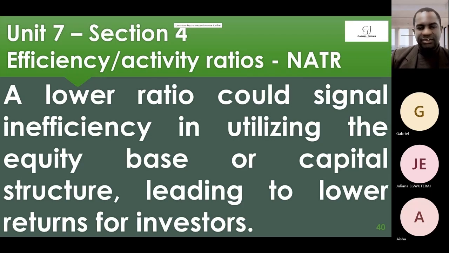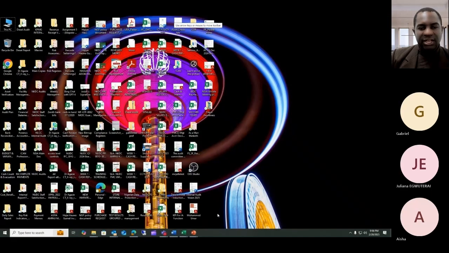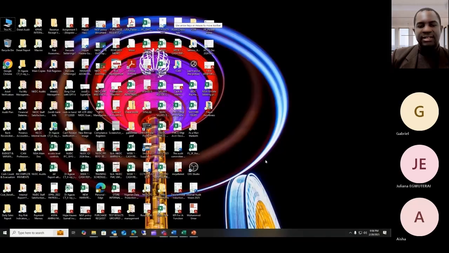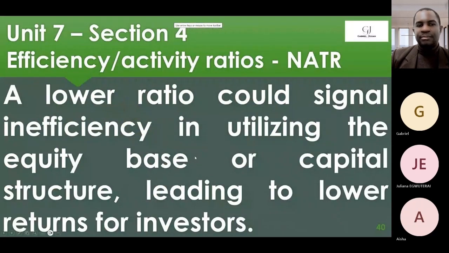So in this result for Dankabe, I think the ordinary shareholders will be smiling to the bank because for 3 consecutive years, their ratio almost doubled, which is good. Sales covered their net asset twice. So the shareholders must be happy with management.